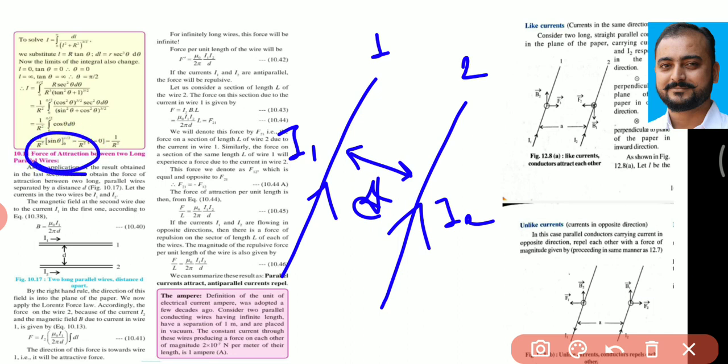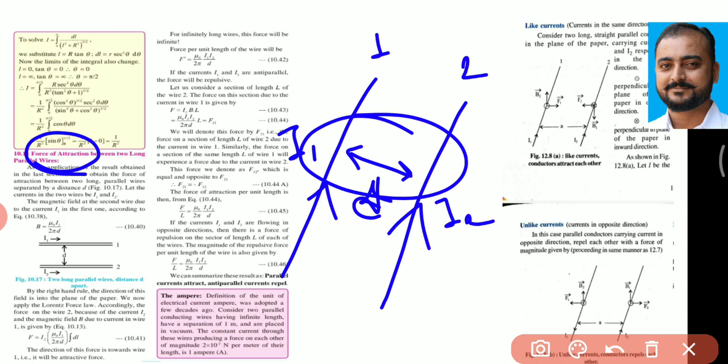I1 is the current flowing through the first conductor and I2 is the current flowing through the second conductor. Both are separated by a distance, say d. So what we have to study here is to calculate the force of attraction or force of repulsion between these two conductors when they carry a current in the same direction as well as in the opposite direction. So let's start with this topic.